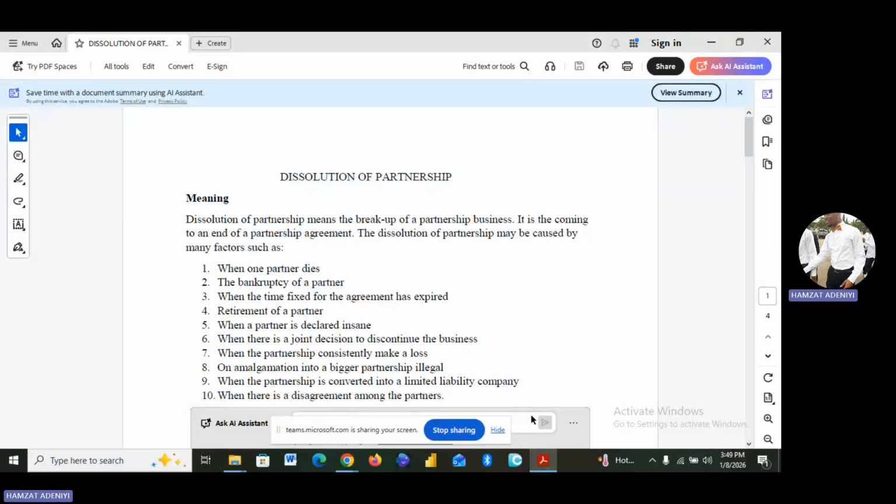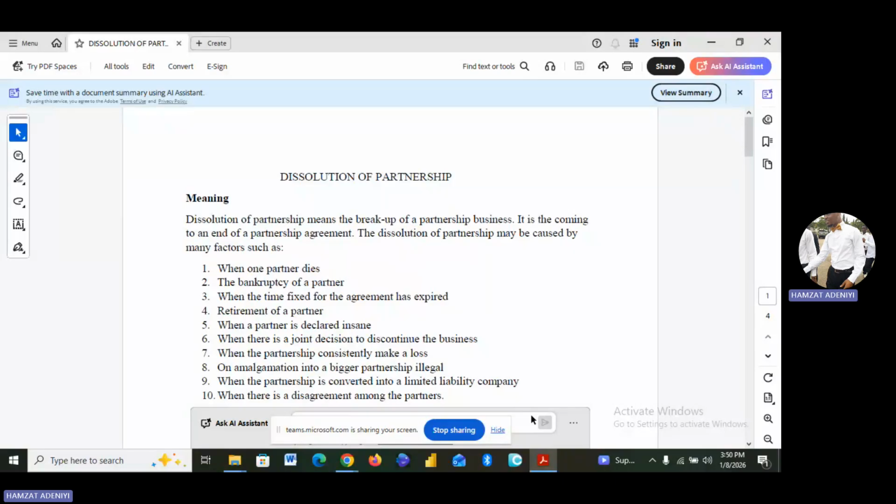What is dissolution of partnership? In layman's language, when we say something dissolves, what comes to our memory is a solid, let's say an ice block, that dissolves and turns to water. In such a situation, it means it is not handy, it becomes liquid. But that's just the layman's perspective. Now, coming to accounting terminology, when we say a partnership business dissolves in this context, it means the partnership business is breaking up. It means it's coming to an end. The coming to an end of a partnership agreement will also lead to the dissolution of partnership.